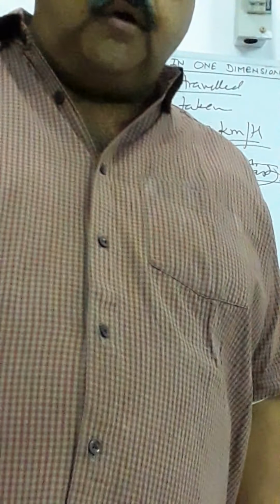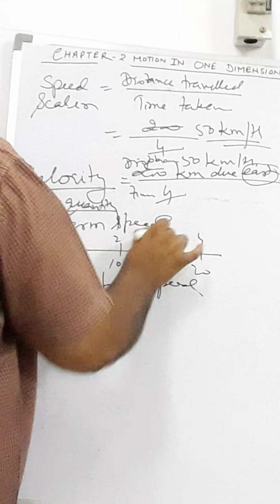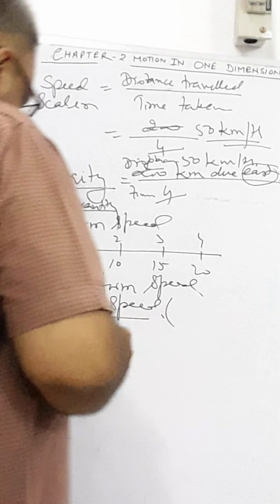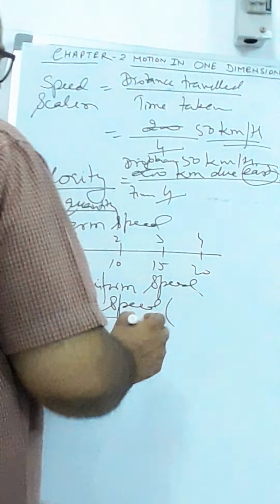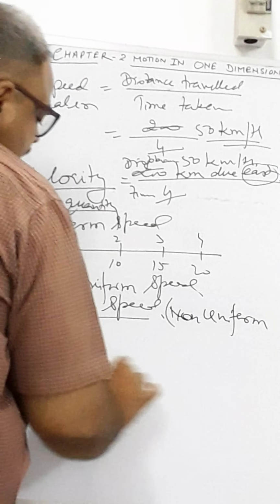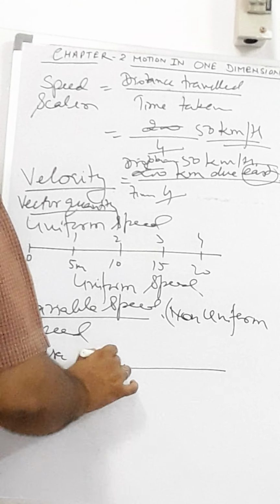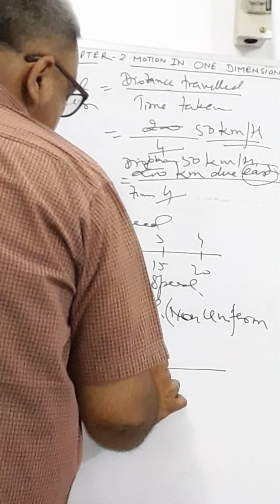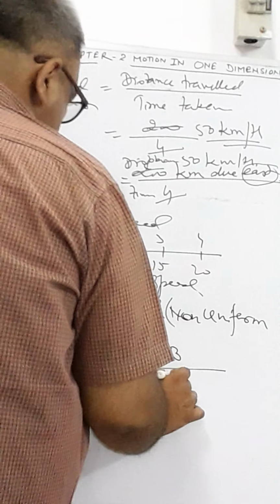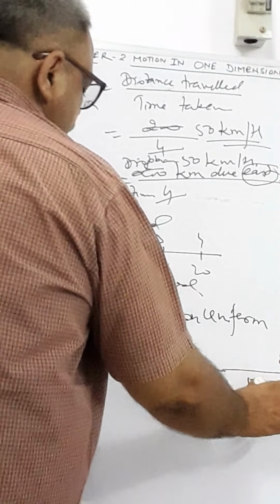Now non-uniform or variable speed. In this I can give an example: at 0 seconds it is 0, at 1 second 5 meter, at 2 seconds it is 15 meter, at the third second it is 4 meter, and at 4 seconds it is 15. So the distance covered is not equal in equal intervals; this is variable speed.